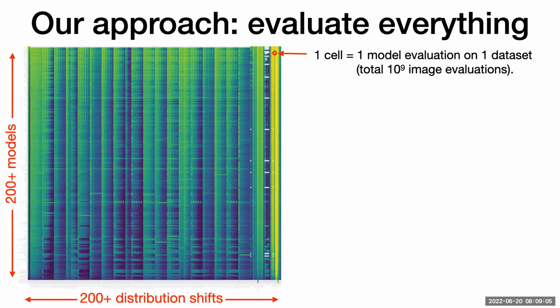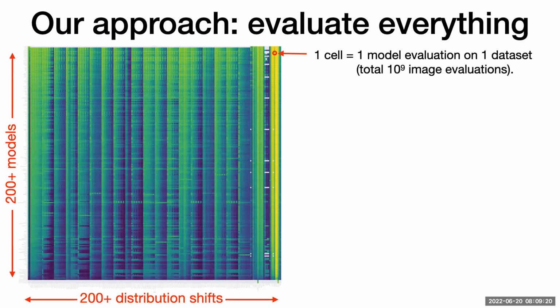So every row in this matrix corresponds to one model that researchers had proposed. And on the x-axis, we have all the different test conditions that researchers had proposed in the community. In total, we collected over 200 different test conditions.